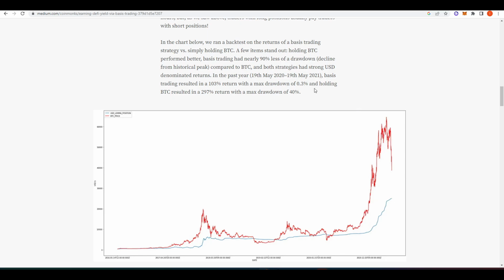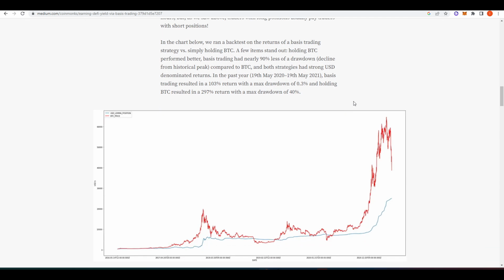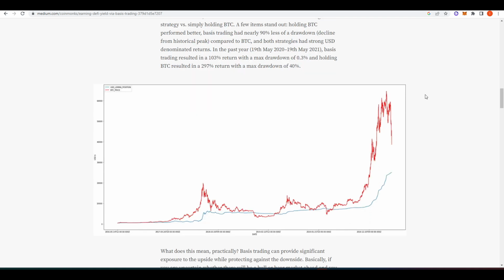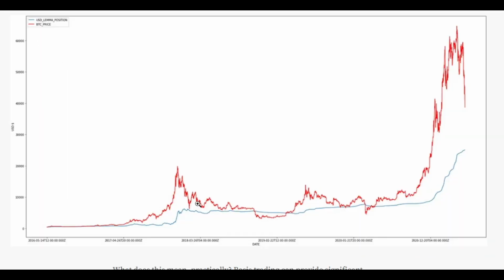Now I wanted to show you an article here, basically from Lima Finance, and they talk about basis trading and some of the benefits of it, as well as going through a back test that they did. They did a basis trading back test on Bitcoin, and as you can see here, we have the Bitcoin price in red, and then we have the basis trading position value in blue. As you can see here, it's underperformed Bitcoin over time, but it's done pretty well in the sense that you've made money, and I think you even outperform the general S&P 500 stock market.